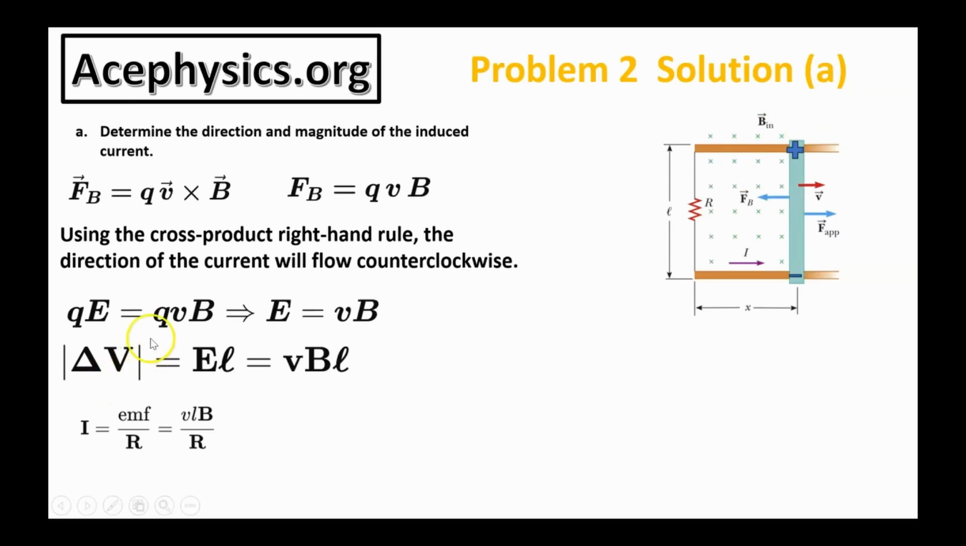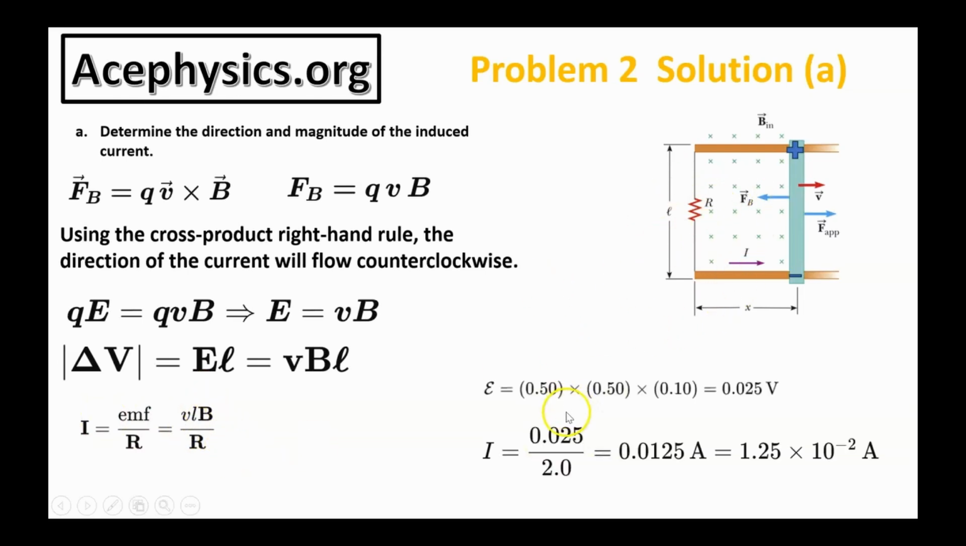In problem number 1, we showed that the voltage between the two sides of the rod was VBL, where V is velocity, B is magnetic field, and L is the length of the rod. Therefore, the current flowing in the circuit is VLB divided by R, where R is the resistance of the resistor. The current is 0.025 volts divided by the 2 ohm resistor, and that gives us a current of 1.25 times 10 to the negative 2 amperes.